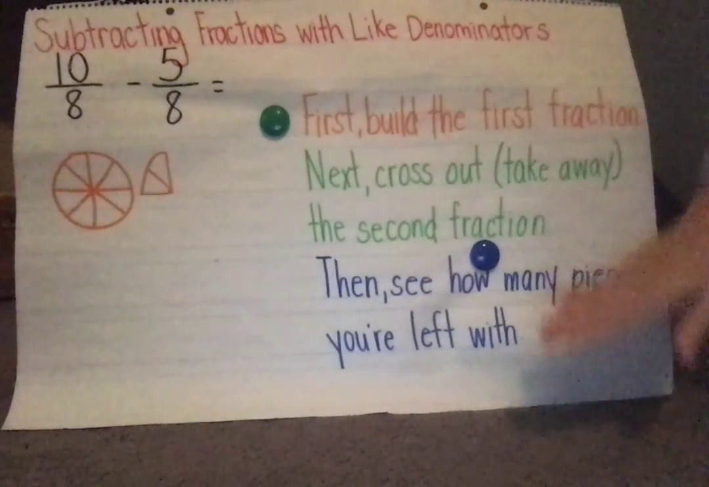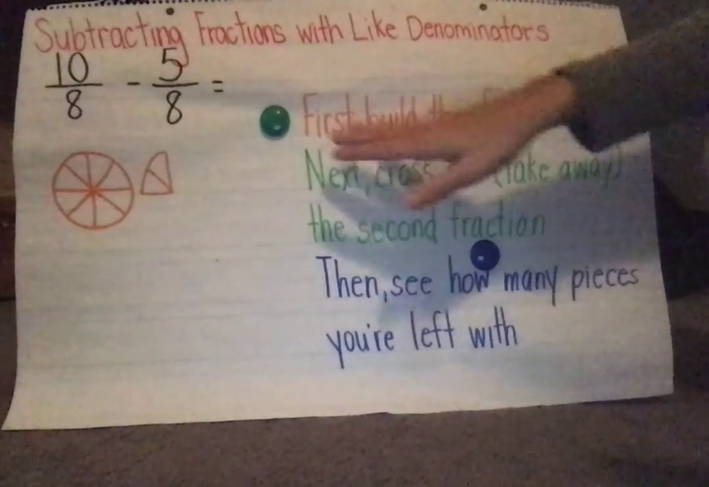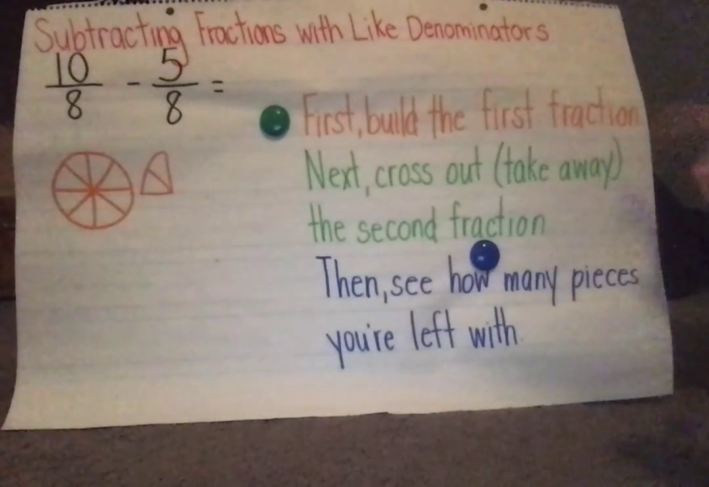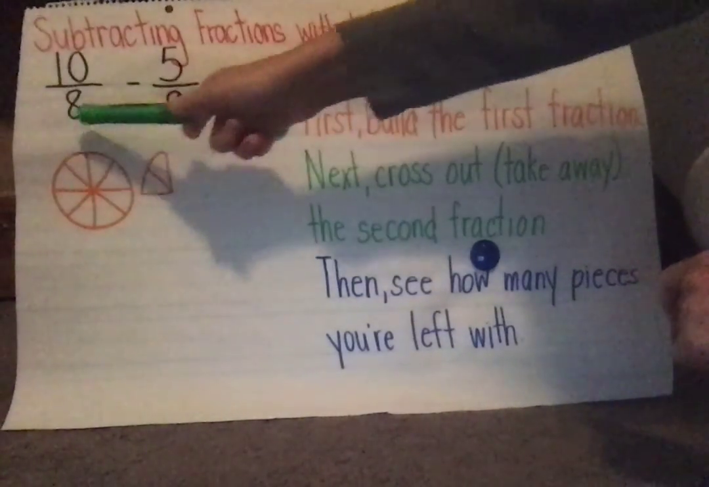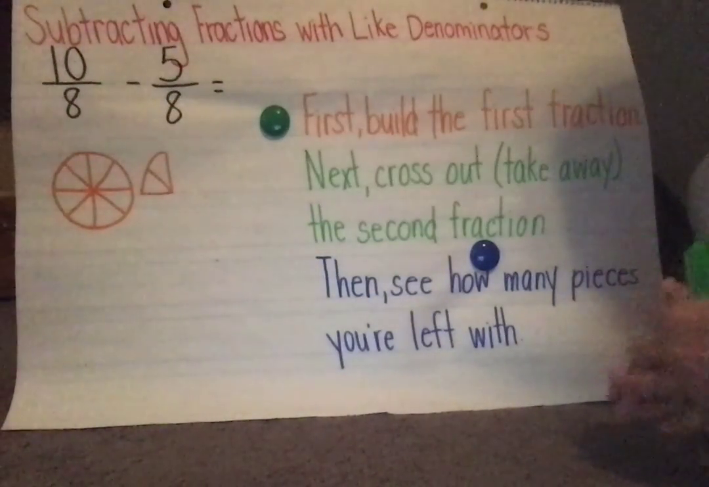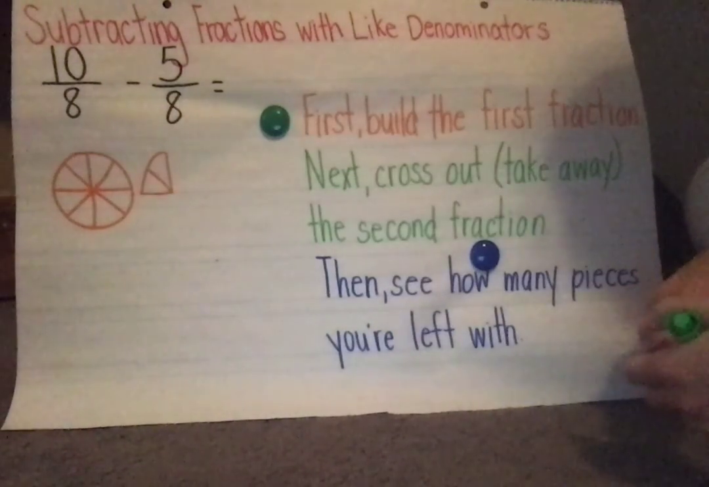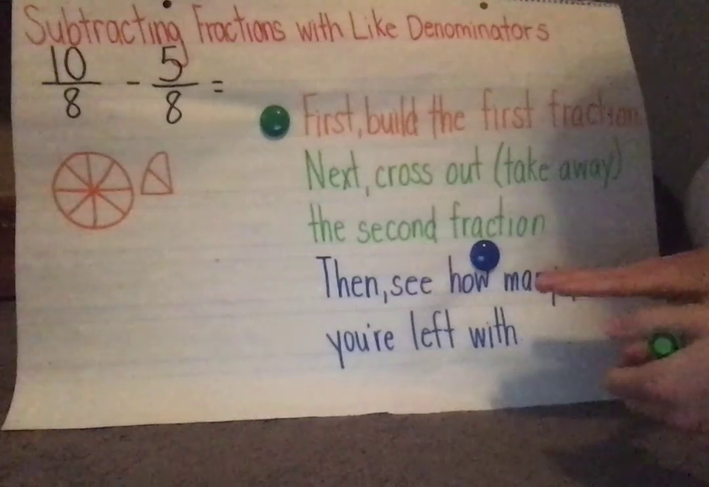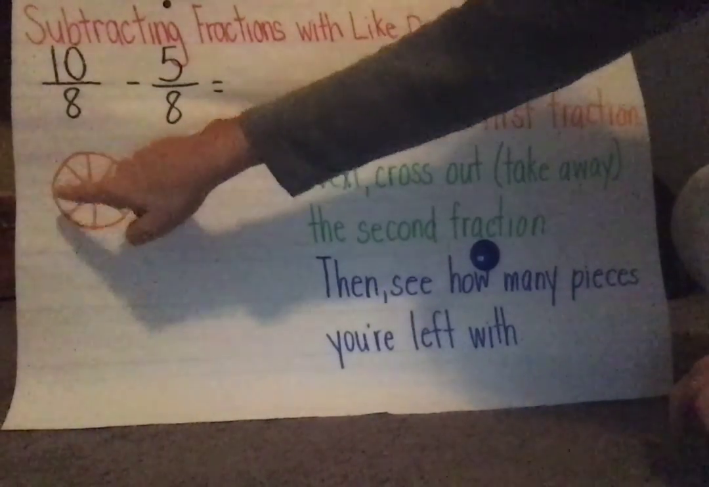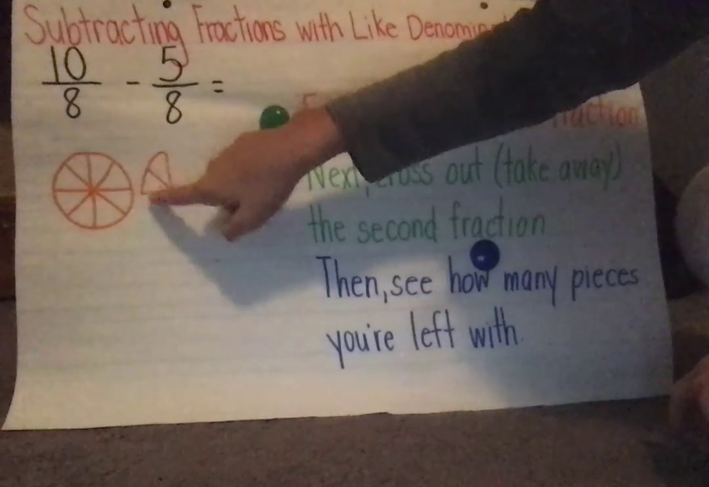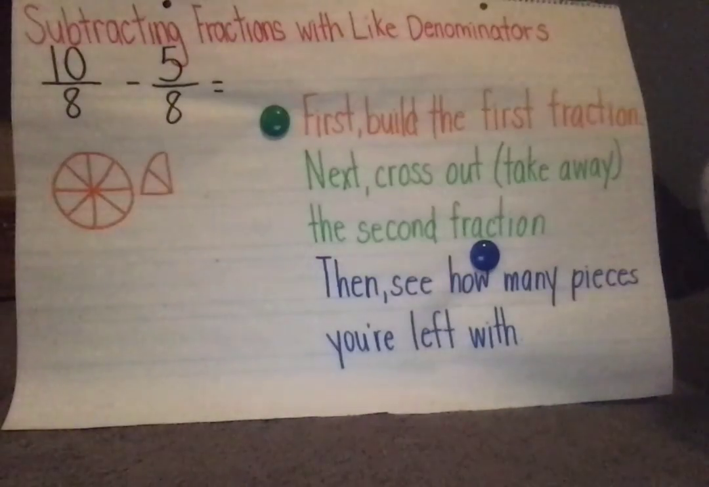And I have the steps here that you can follow in order to solve these problems. So the first step is to build the first fraction. And if I go back to my problem, I would build my first fraction, which is 10/8. And just to save us time for the video, I already completed step 1. I built 10/8. That's just 10 pieces. 1, 2, 3, 4, 5, 6, 7, 8, 9, 10 of our eighths, right?